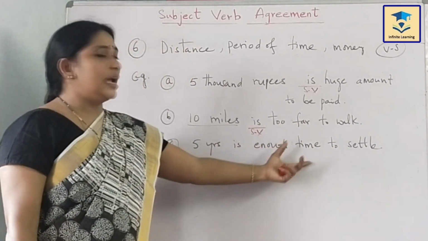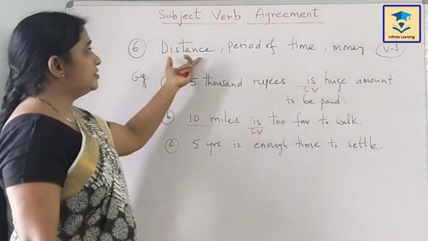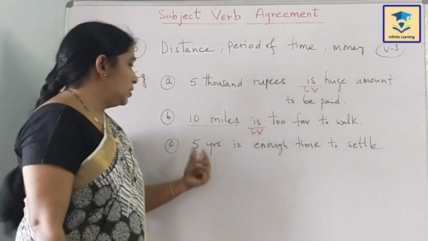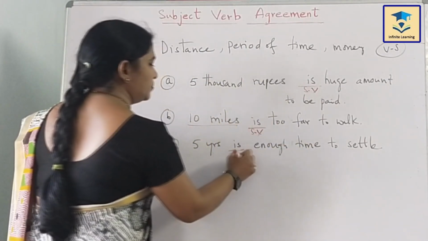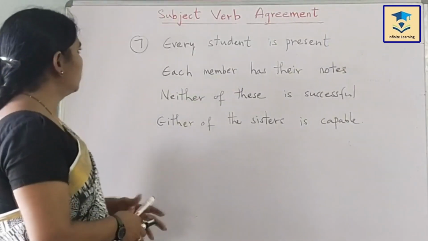5 years is enough time to settle. 5 years, the period of time. So there is distance, period of time and money. For all this we get the verb as singular. 5 years is enough time to settle. 5 years is enough, singular verb. This is the sixth rule.